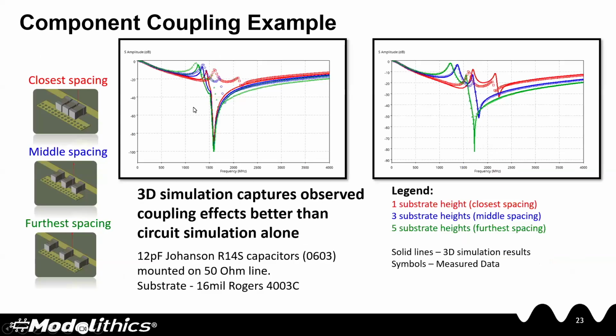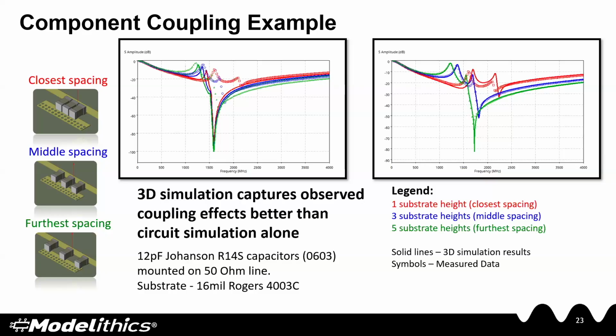Now let's just show you a simple example of how this all works. If you look on the left, we have three different scenarios. We have three capacitors in a shunt configuration. In one case, the capacitors are very close to one another. In the second case, we separated the capacitors by some distance. We call that the middle spacing scenario. And then in the third scenario, we separated the capacitors even more. In this case, what we have are three 12 picofarad Johanson capacitors, and we're using a 16 mil thick Rogers 4003C substrate.